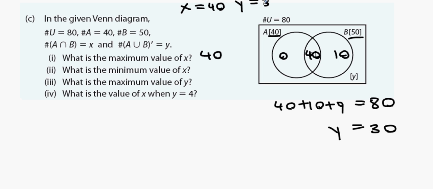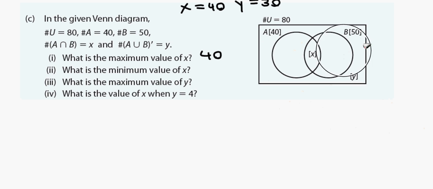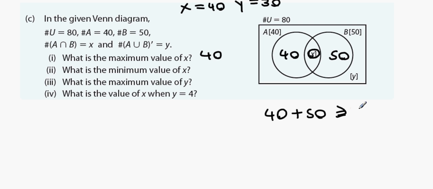Now let's imagine the polar opposite. Let's imagine that we have no intersection, so nobody does A and B. So what this means is that X could be 0. This means 40 people do A only, 50 people do B only. Now this doesn't work because 40 plus 50 is bigger than 80. So what we have to realize is that it's limited.